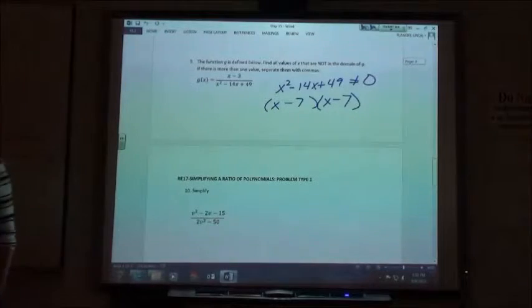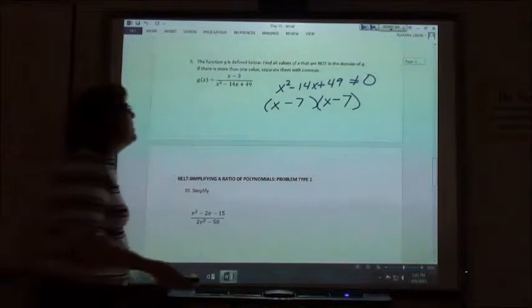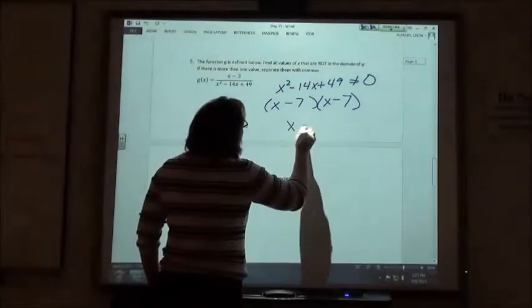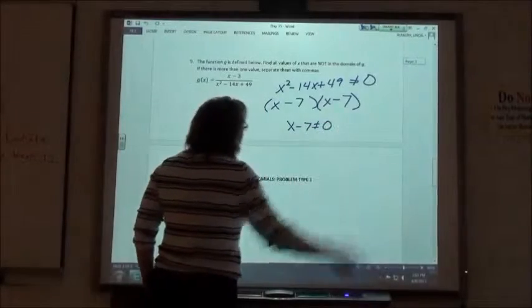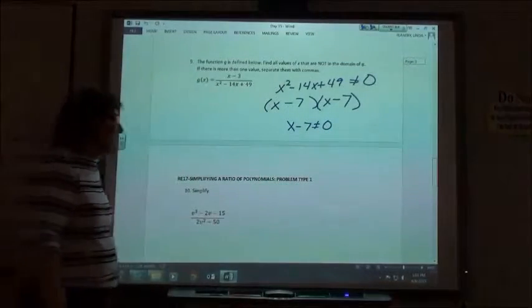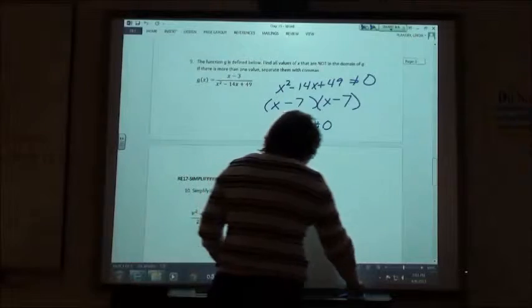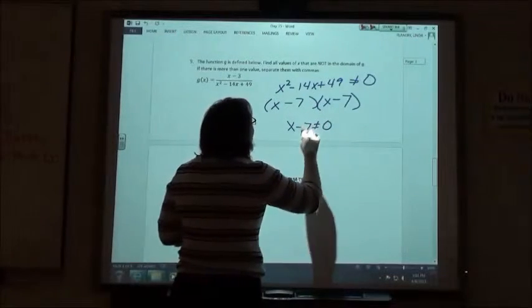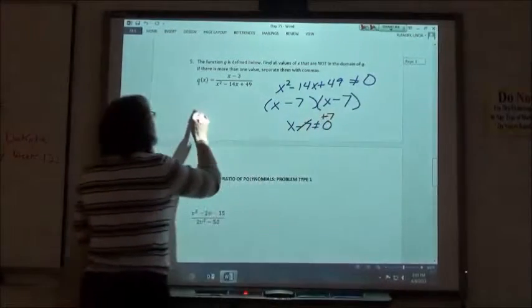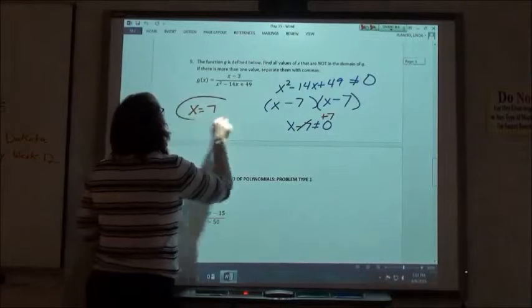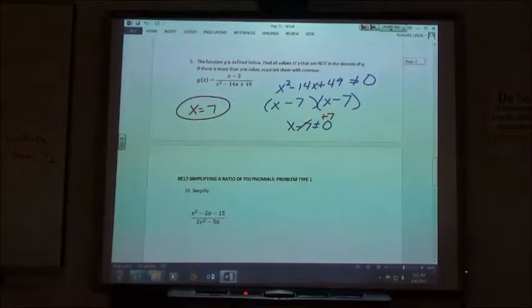So in this case, we're going to get the same answer twice. It happens to be called a double root, but when we do it, we really only have to do it one time because it's going to be the same number, right? What is our answer going to be? We're going to have a positive 7. So x equals 7. That's the only number that when I plug it in will give me a math error.